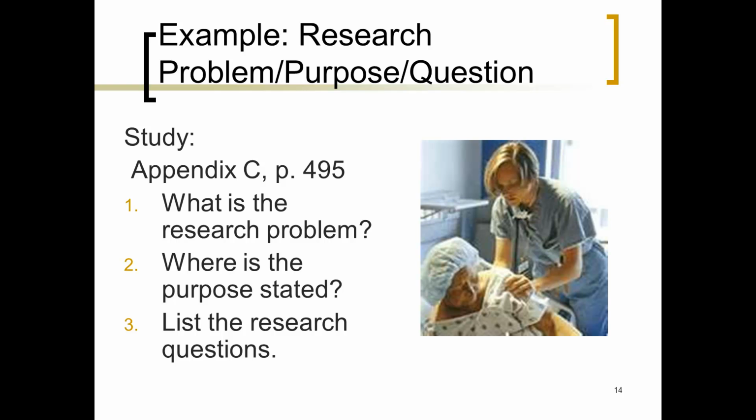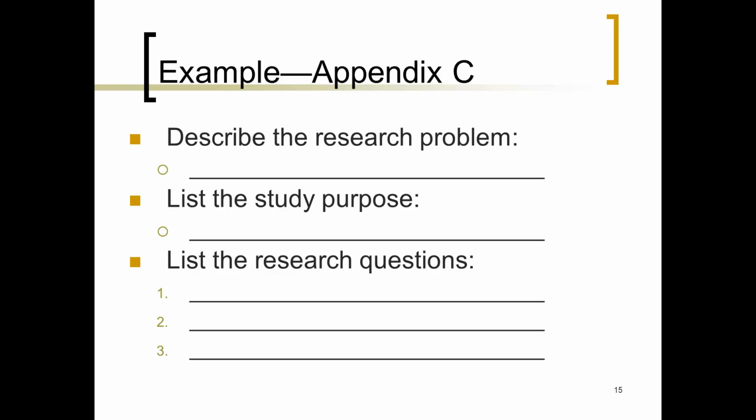In terms of examples of research problems, purpose, and questions, I recommend you go to your study guide on page 495, and you can see about what is a research problem, where is the purpose stated, list the research questions. And like I said, sometimes when you read a study, it doesn't really say what the research problem is, but you have to kind of figure that out. What are they studying and why? And that can be very helpful.